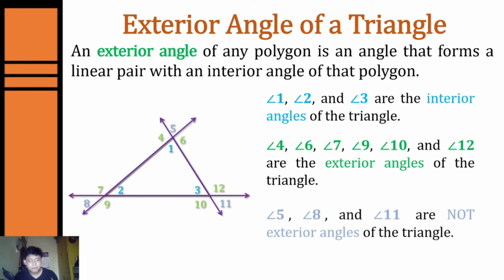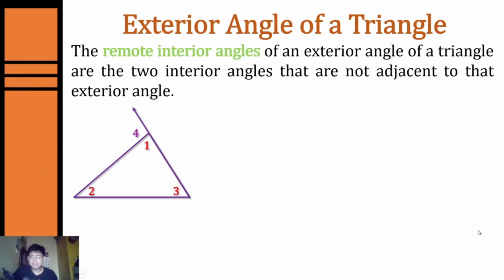Now, angle 5, angle 8, and angle 11 are not exterior angles. They are just opposite angles of our interior angles. Let's talk about the remote interior angles. The remote interior angles of an exterior angle of a triangle are two interior angles that are not adjacent to that exterior angle. So in this case, angle 4 is our exterior angle, and the remote interior angles are angle 2 and angle 3.